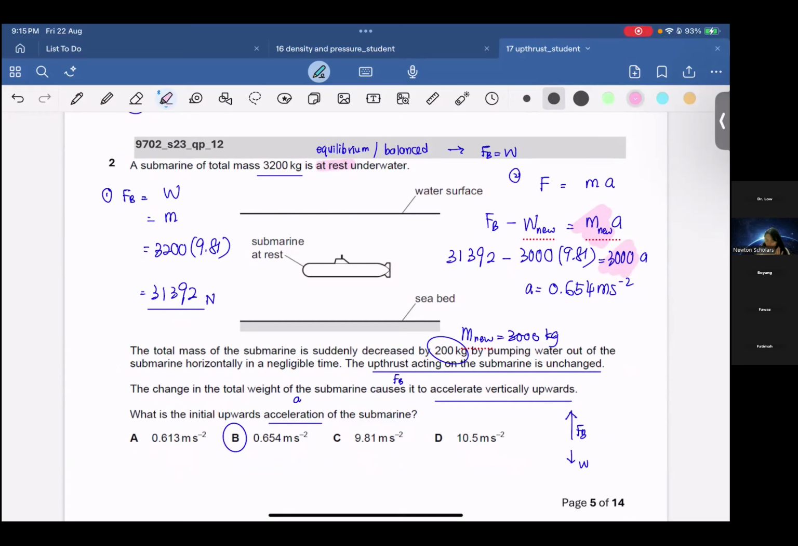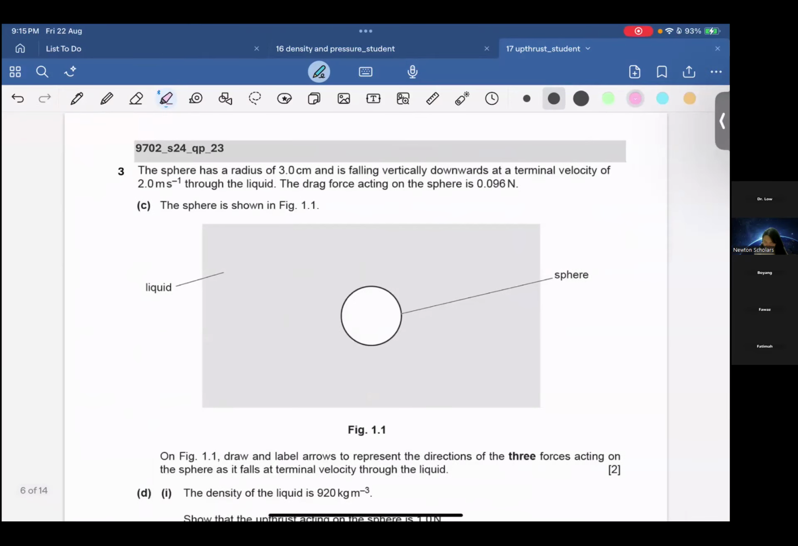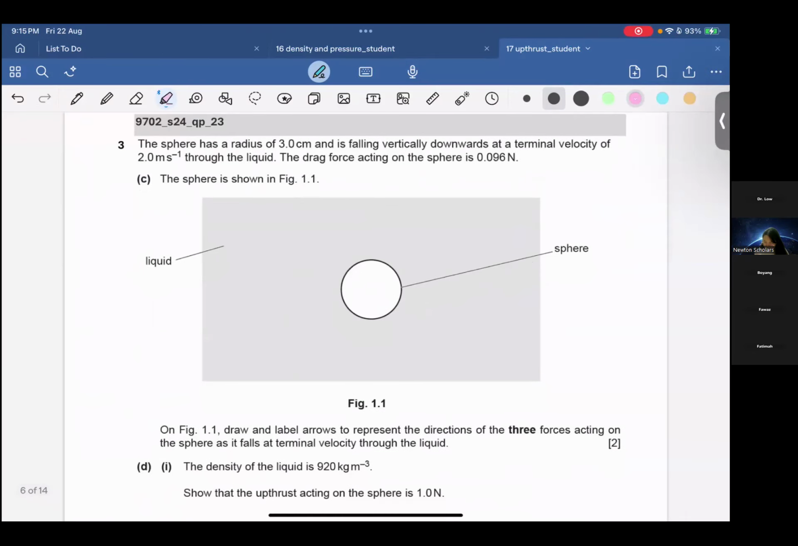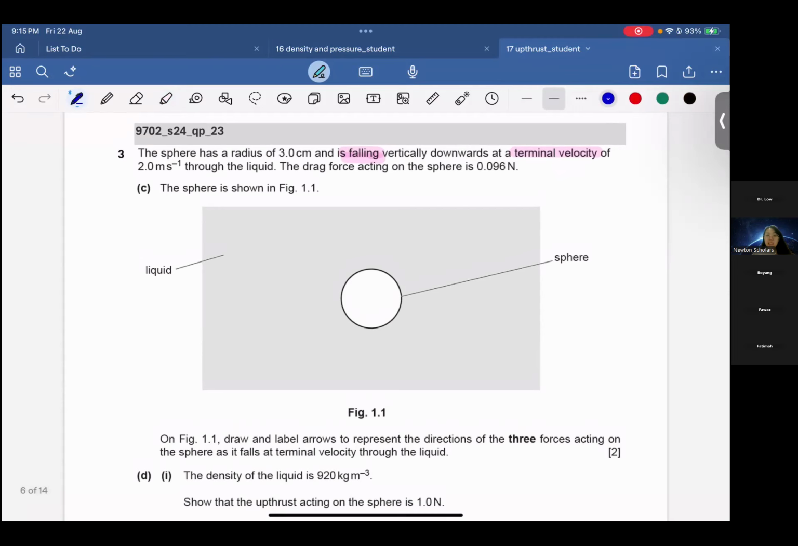Okay, boys and girls, we go to page number 3. The sphere has a radius of 3 cm and is falling. Keyword: falling, that means it's going down at a terminal velocity. Again, highlight the keyword terminal velocity. When we see terminal velocity, it means constant speed. Constant speed means balance. Okay, balanced force. This is a balanced force again, because terminal velocity means constant speed.